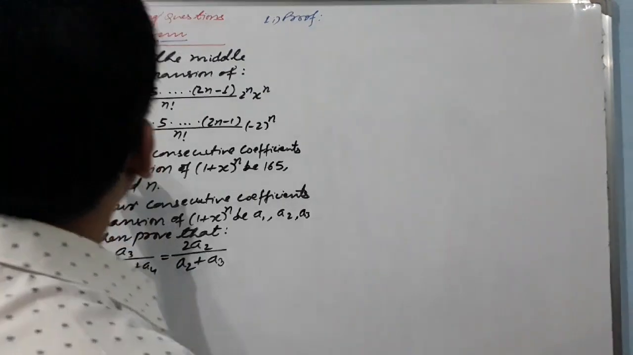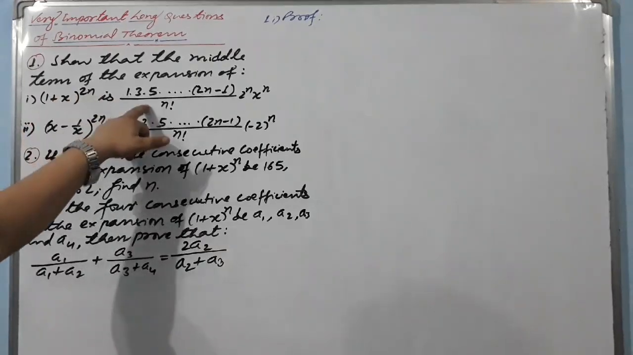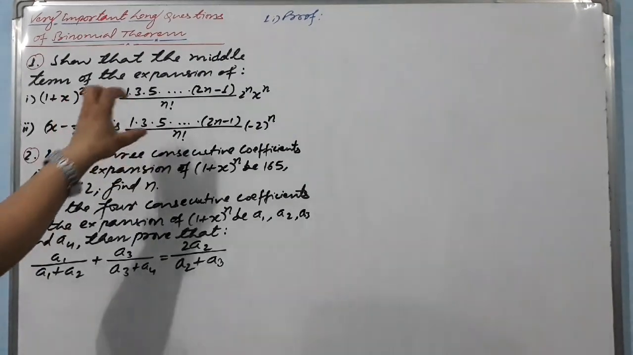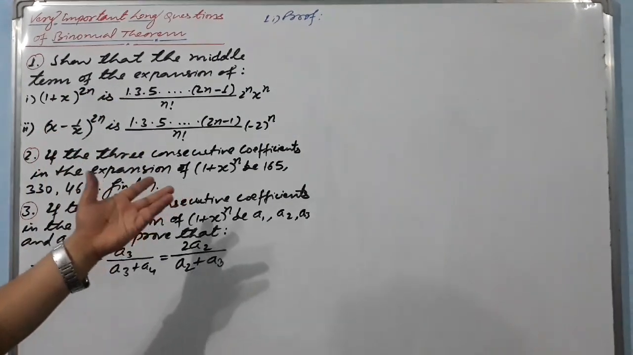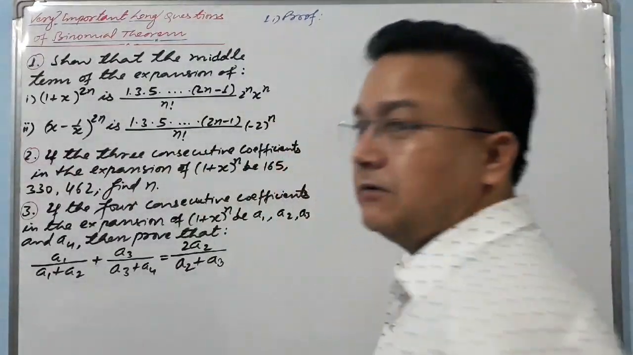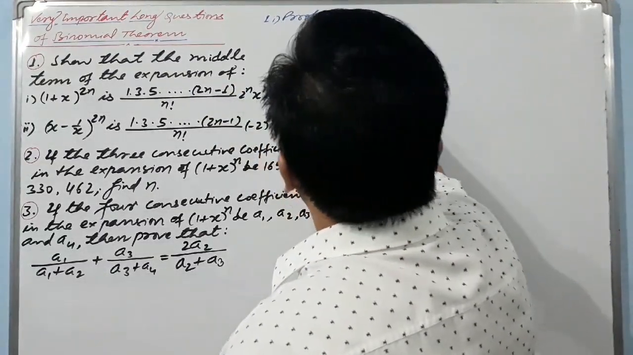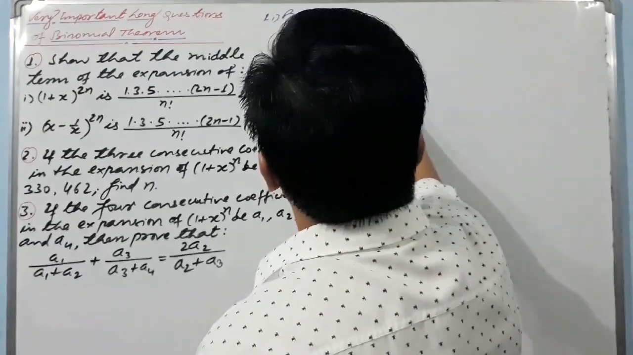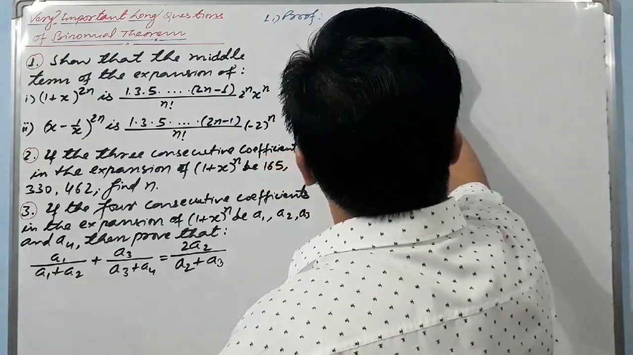First question is: show that the middle term of the expansion of this is this one, and this is this one. Both are of the same type of question. If I do the next, you can also do it. Otherwise, let's see, I will tell you the proof of the first question, first part. You may start like this.